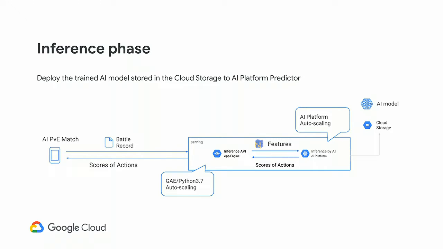Online prediction of CloudML Engine is very useful because it is optimized to run the AI model with low latency in real time. CloudML Engine uses a trained AI model stored in cloud storage and returns the values of each action. The values are sent back to the client, and the client moves the battle forward step by step by selecting the best action according to the values. That's the overall communication between the client and the server.